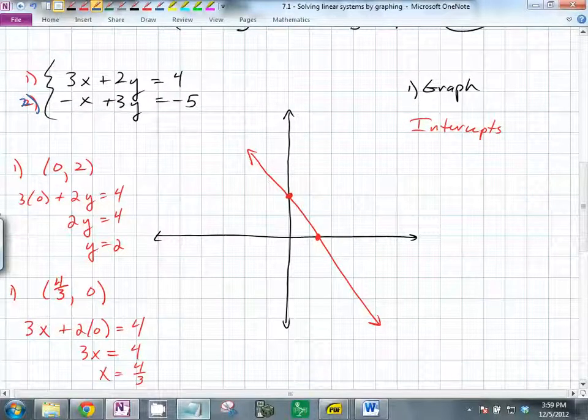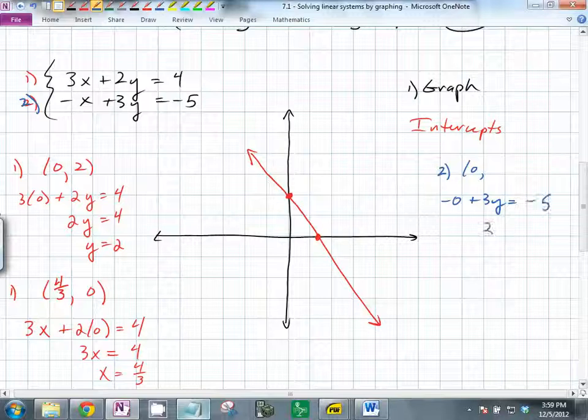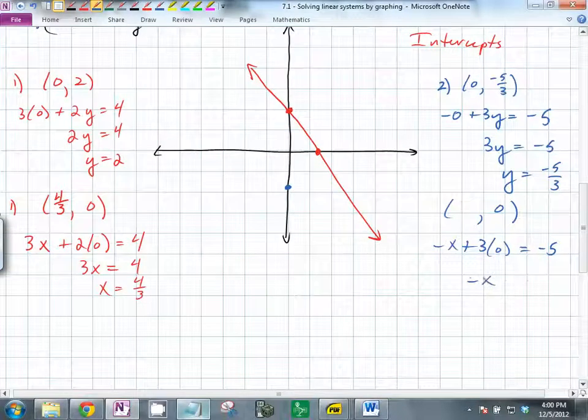Let's do the same exact thing we just did. Equation number 2. If x is 0, you have negative 0 plus 3y equal to negative 5. So 3y is equal to negative 5, and y is equal to negative 5/3. That point is a little less than negative 1.5, right about here. Next, we plug in 0 for y. We end up with negative x plus 3 times 0 equals negative 5. So negative x is equal to negative 5, and x is equal to 5. So we know 5, 0 is an intercept.